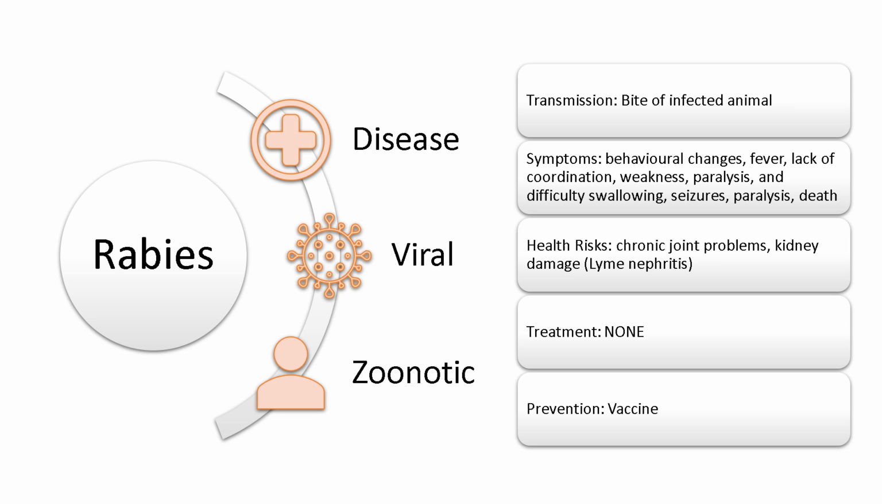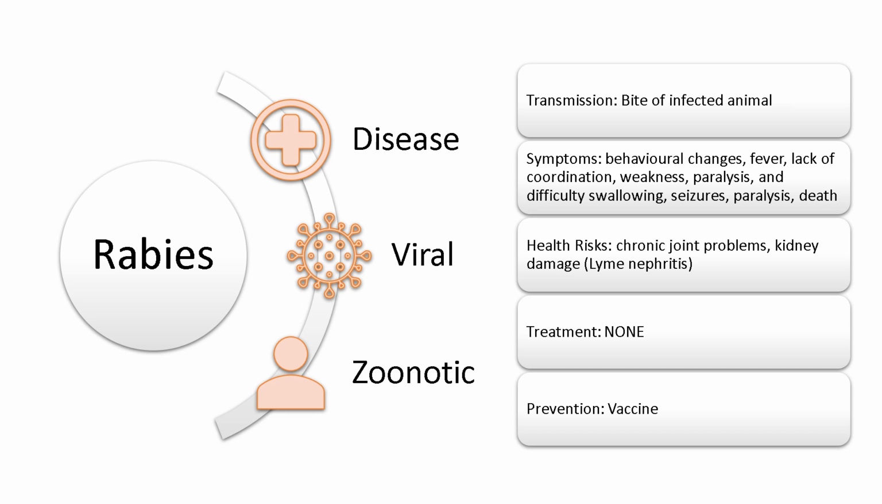Early symptoms include changes in behaviour, such as agitation, aggression or excessive drooling, fever, lack of coordination, weakness, paralysis and difficulty swallowing. As the disease progresses, it leads to seizures, paralysis, and eventually death due to respiratory failure. In some cases, dogs may exhibit a dumb or paralytic form where they are lethargic and non-reactive. Rabies is almost always fatal once symptoms appear. It attacks the central nervous system, leading to irreversible neurological damage and death.